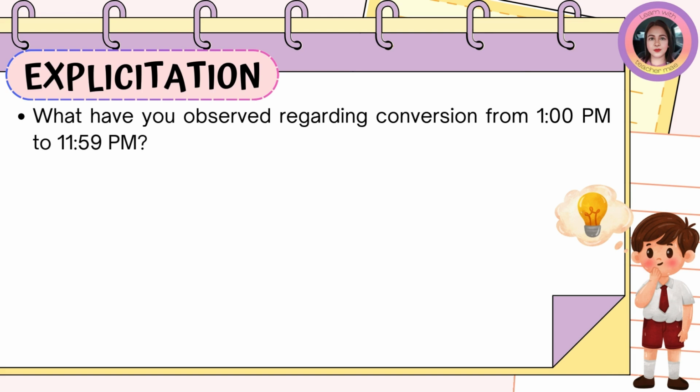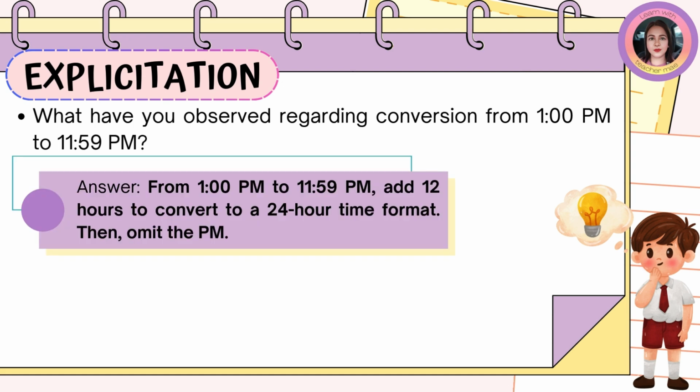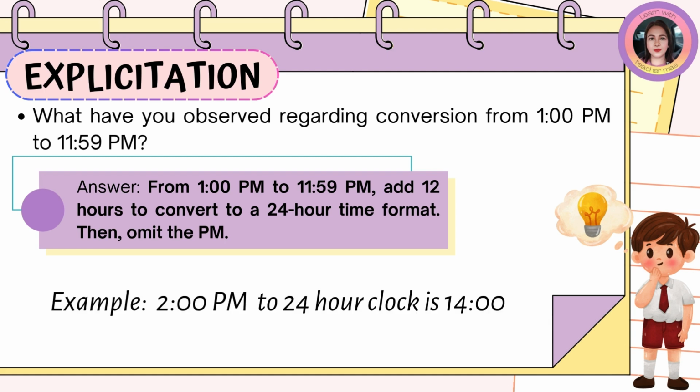What have you observed regarding conversion from 1 o'clock p.m. to 11:59 p.m.? From 1 o'clock p.m. to 11:59 p.m., add 12 hours to convert to a 24-hour time format. Then, omit the p.m. For example, 2 o'clock p.m. to 24-hour clock is 1400s.